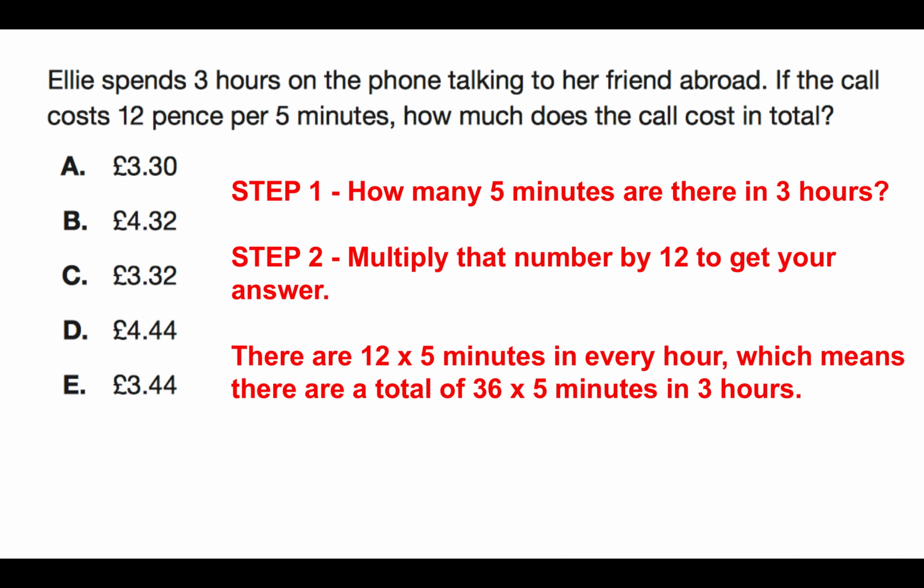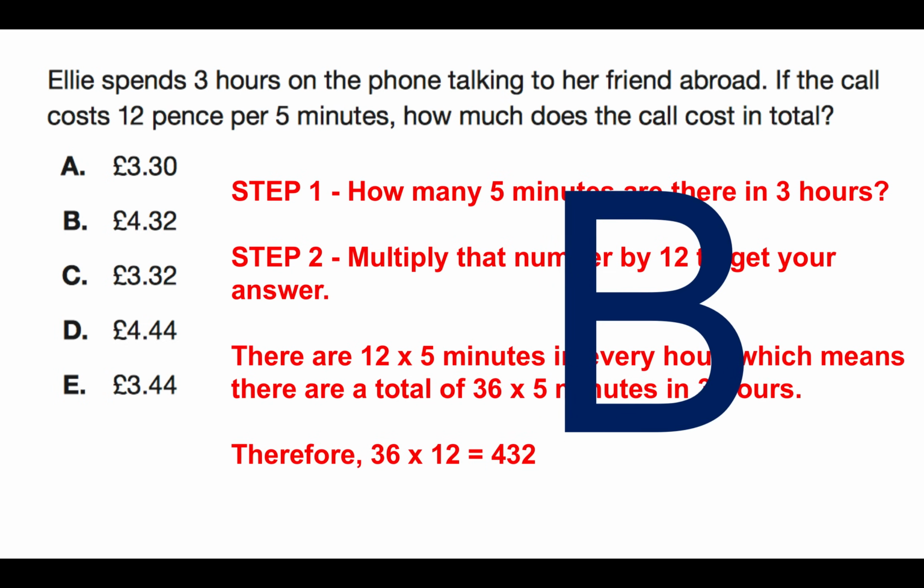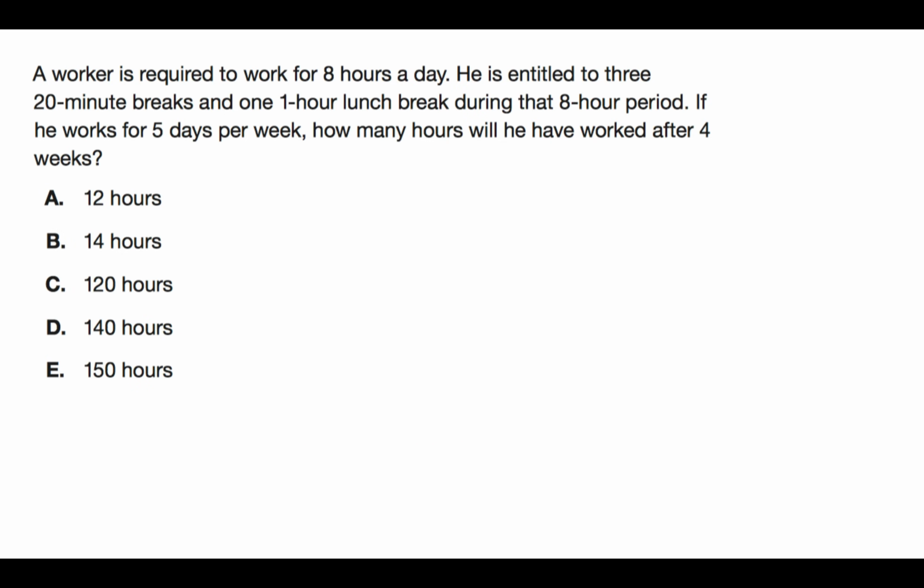So there are 12 5 minutes in every hour, which means there are a total of 36 5 minutes in 3 hours. Therefore, 36 times 12 equals 432, which is B. £4.32 is the correct answer. Here's another one. So we're getting slightly more complex now. A worker is required to work for 8 hours a day. He is entitled, lucky man, to 3 20-minute breaks and also 1 hour lunch break during that 8-hour period.